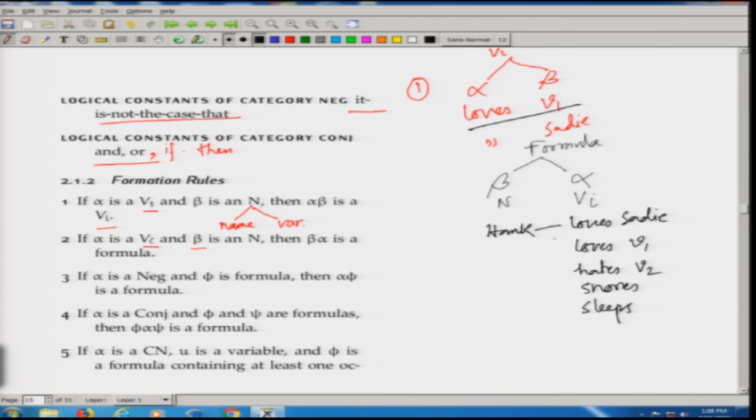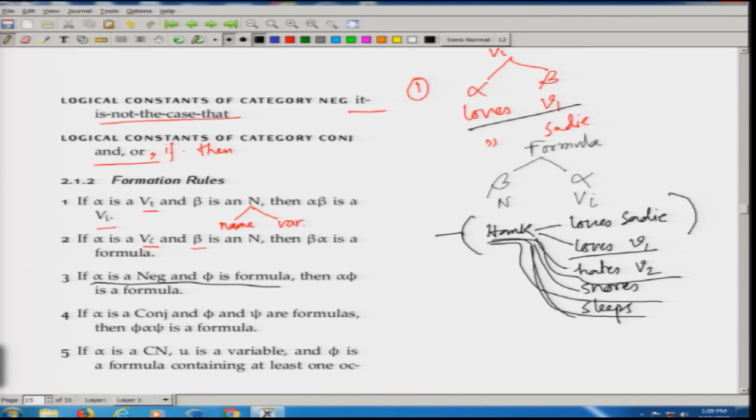Now everything is a kind of formula. So Hank loves Sadie is a formula, Hank loves V1 is a formula, Hank hates V2 is a formula, Hank snores is a formula, Hank sleeps is a formula. All these things are formulas. And then if alpha is a neg and phi is a formula, then alpha phi is a formula. Definitely if this is a formula, then it is not the case that Hank loves Sadie must be a formula. Here you see that neg is, it is not the case that.